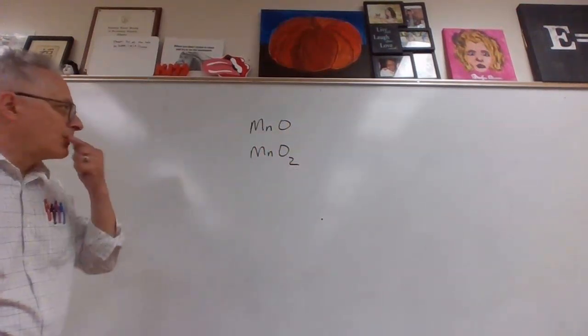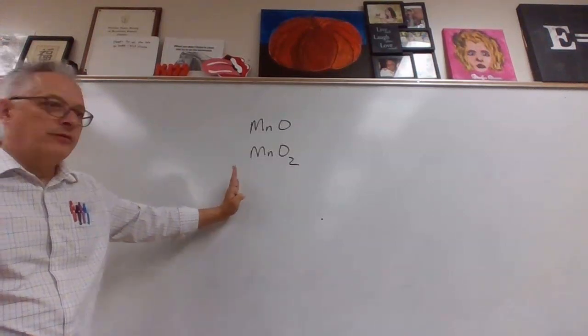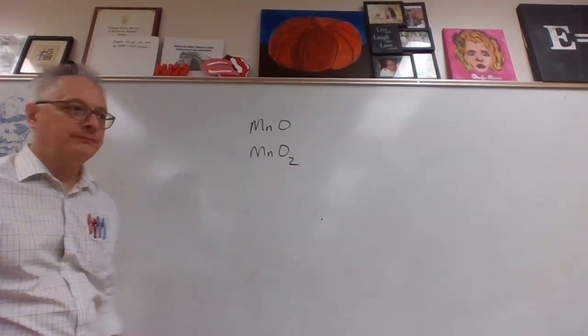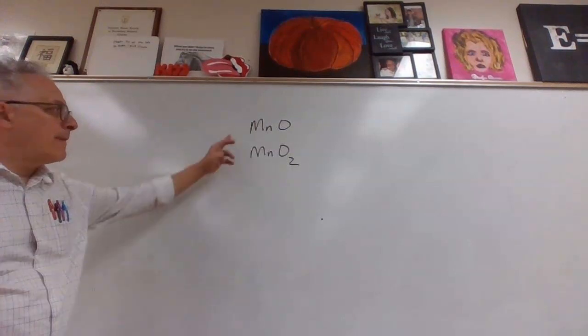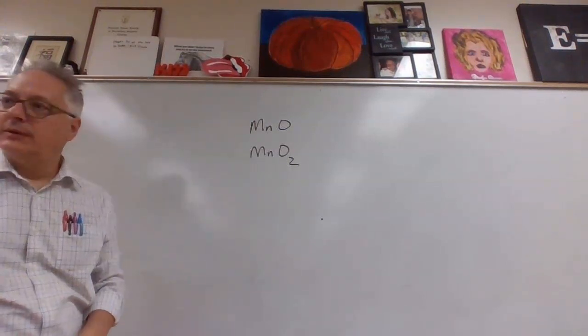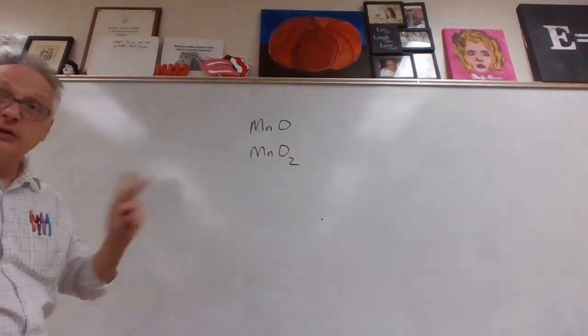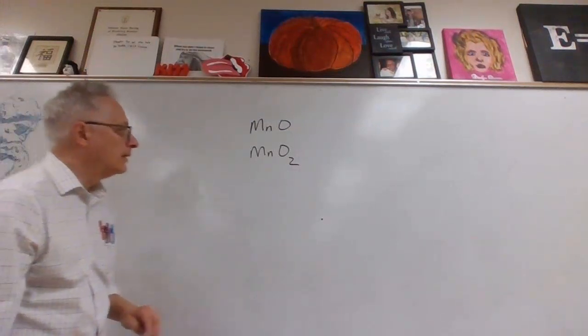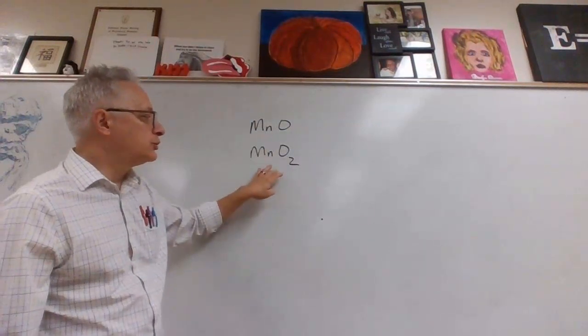Now let's look at these. And we're going to go from a formula to a name. Well, manganese is a transition metal. It can get two different charges, a +2 or a +4. So how do I know which is which?